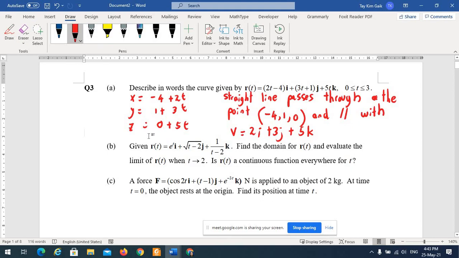So this question 3a, the answer is this. It's a straight line that passes through the point (-4, 1, 0) and is parallel with a vector v equal to 2i plus 3j plus 5k. Because drawing in 3D is difficult, just explain it. That's why they say describe in words only. So this is the answer.